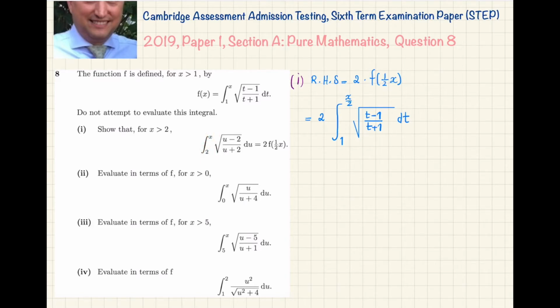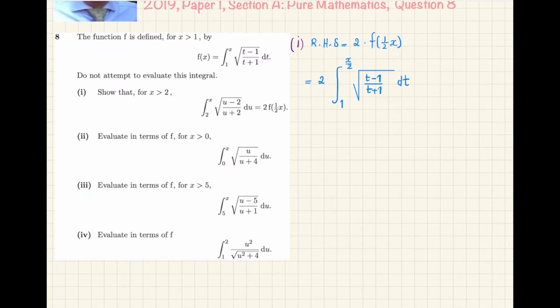Each one of these limits is 2 times larger than the corresponding limit of my integral. This motivates me to introduce a new variable which is 2 times larger than the old variable, and use the substitution method to reduce this integral to a new form. Let us introduce u to be 2 times the old variable t. When t goes from 1 to x over 2, my new variable u goes from 2 to x.